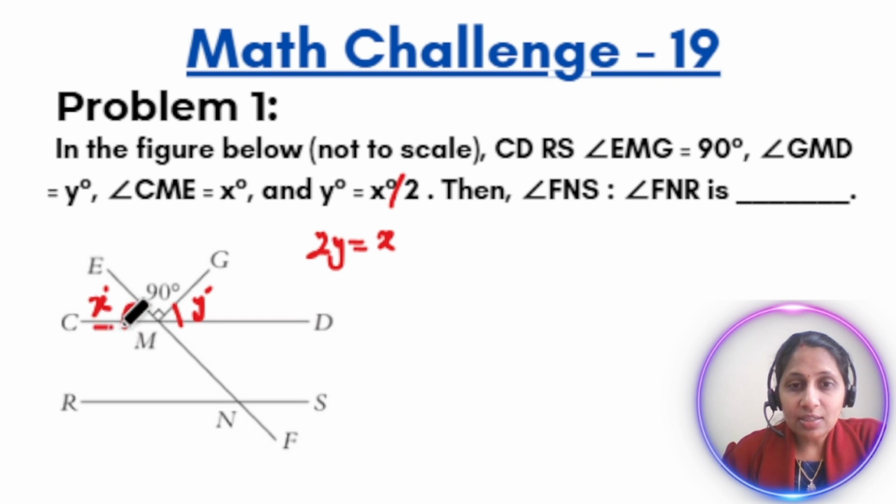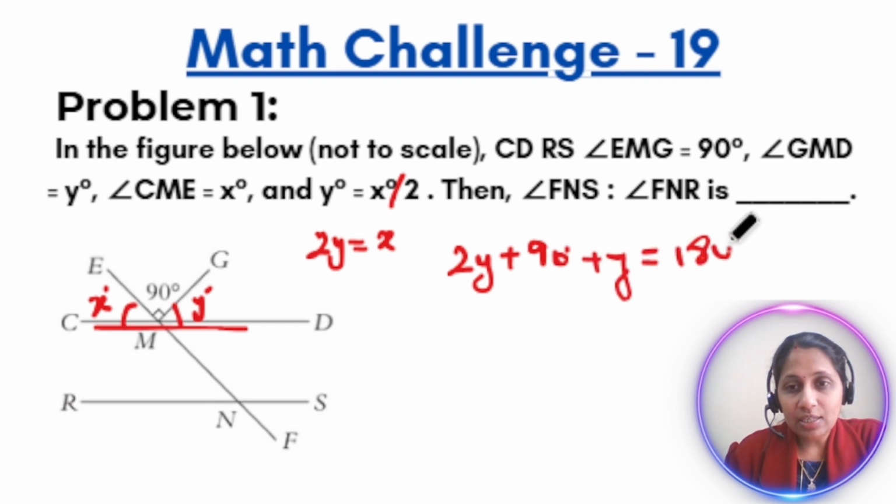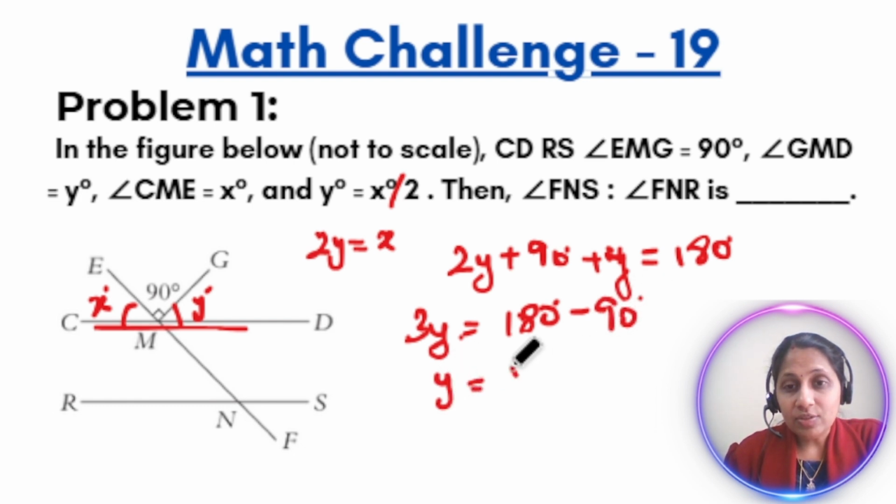So let's take this as a straight angle, which means the sum of the three angles will be equal to 180 degrees. So X, I'm substituting it as 2y, plus 90 plus y equals 180 degrees. Then 3y will be equal to 180 degrees minus 90 degrees. So 3y equals 90 degrees, so y is 30 degrees.